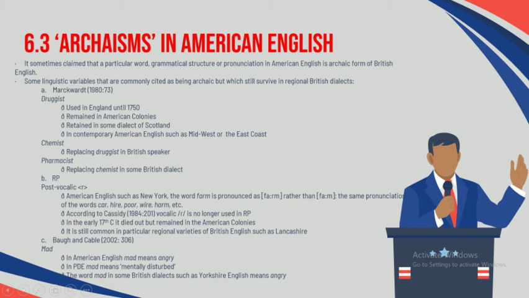Archaism in American English. It is sometimes claimed that a particular word, grammatical structure, or pronunciation in American English is an archaic form of British English. Some linguistic variables are commonly cited as being archaic but still survive in original British dialects, such as, from Macquart, the word drudges, used in England until 1750. It remained in the American colonies, and it is retained in some dialects of Scotland, and in contemporary American English, such as the Midwest or the East Coast.